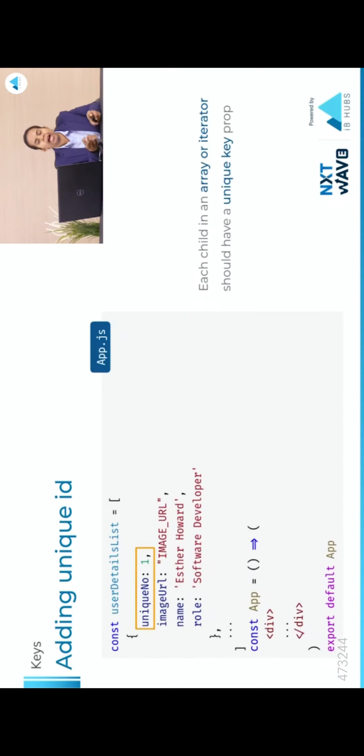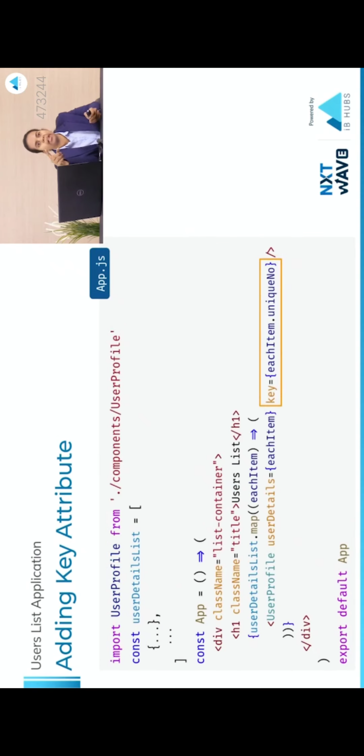Let's understand this. In React, the keys are used to identify the list items to check whether they have changed, added or removed. So whenever you're using lists in React, you have to provide keys to uniquely identify the list items. To provide the key, we are going to add a unique number to each object, which can be used as the key prop.